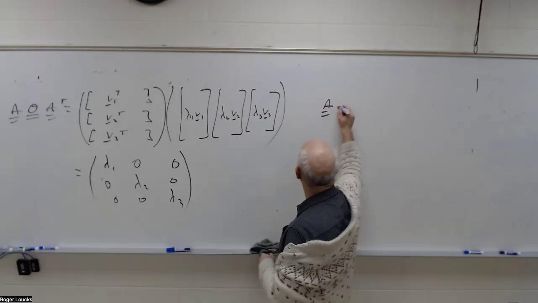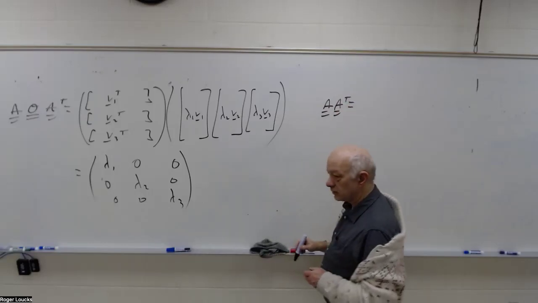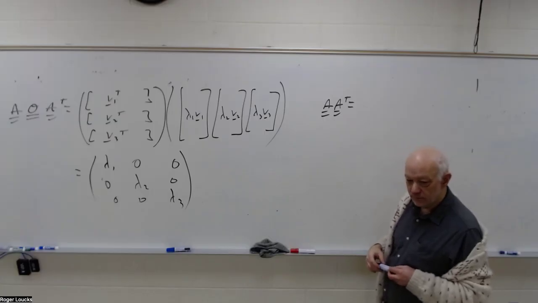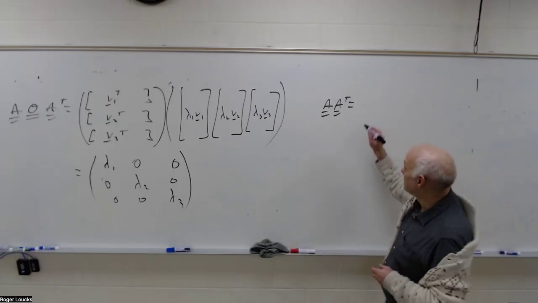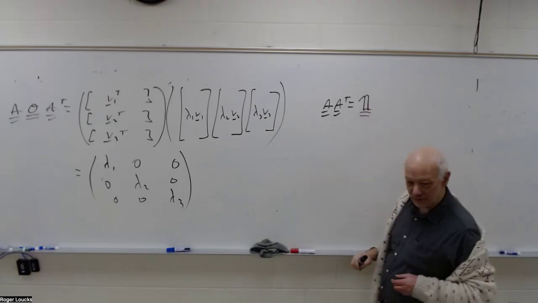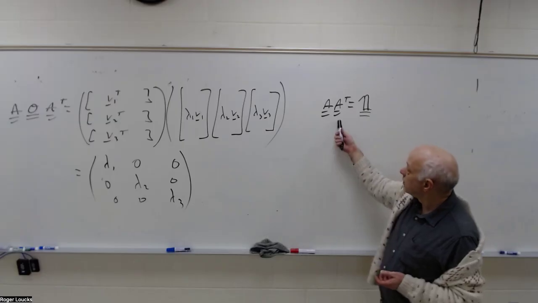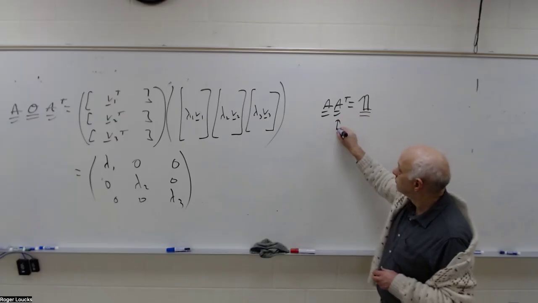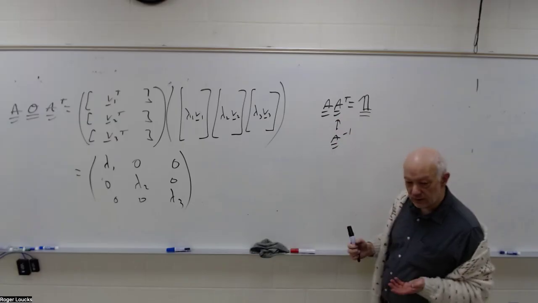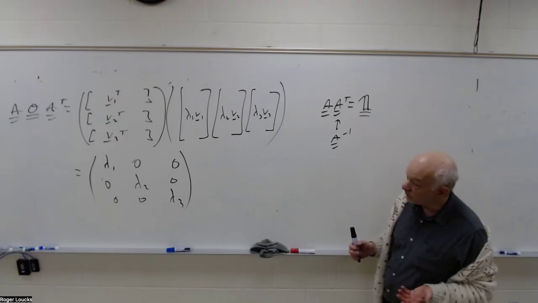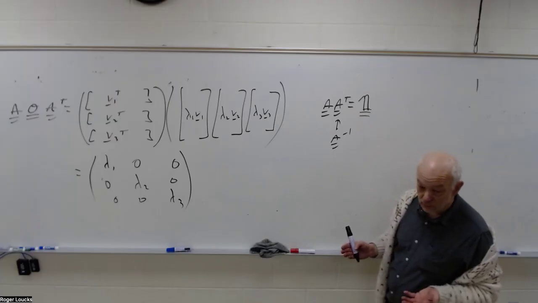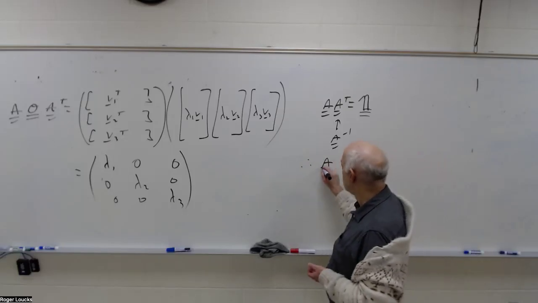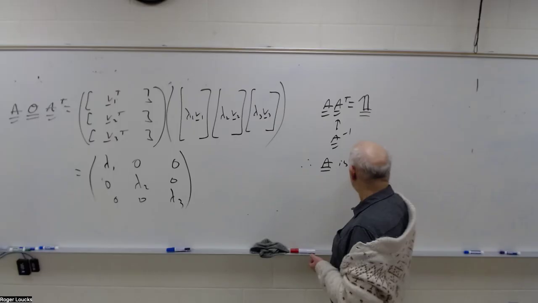What do you know about this A and A transpose? What does that have to do with the identity matrix? Okay, it's going to be this. So the A transpose is really the A inverse. So if matrix A has the transpose equals the inverse, then it is an orthogonal matrix. Therefore, A is an orthogonal matrix.